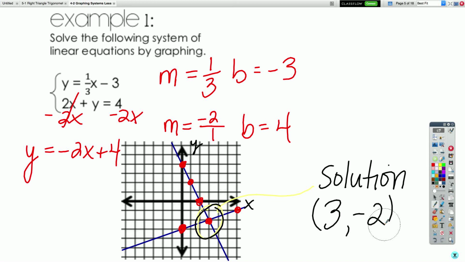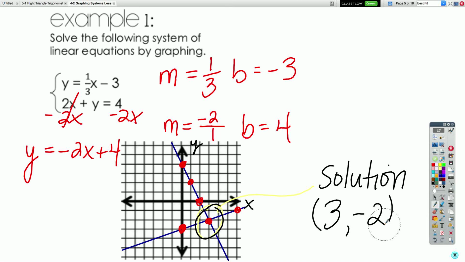If you want to see if you're right, you could go and plug 3 in and see if you get negative 2. Plug 3 into the x. So like on the bottom, if you do 2 times 3, that's 6. And then 6 plus negative 2, that's 4, so it works. You could plug it into both of them.